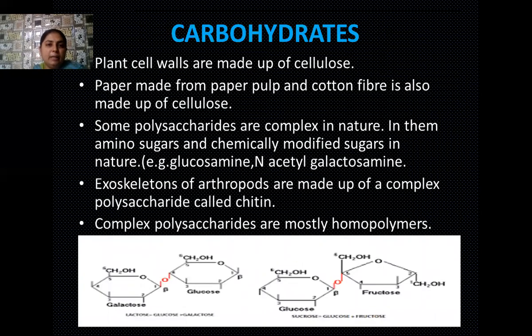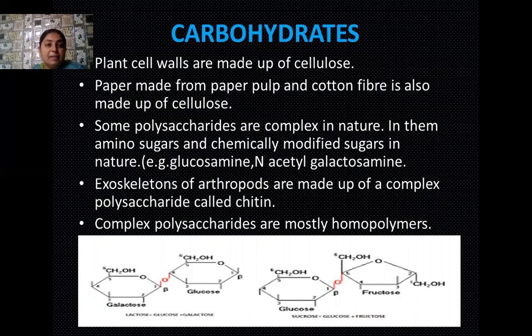Yes, students, a little more about these carbohydrates. You know very well, plant cell walls are made up of cellulose. Then if we are talking about a plant product such as paper, this paper is obtained from plant pulp. This plant pulp is also made up of cellulose, and cotton fiber is also an example of cellulose.